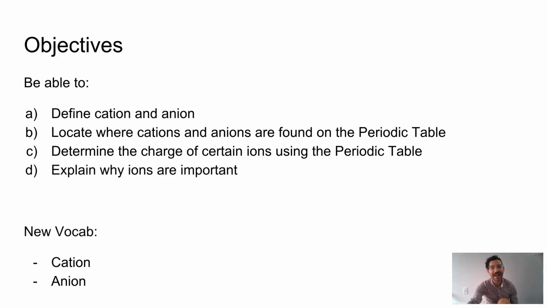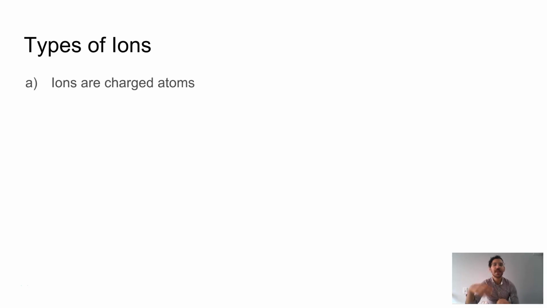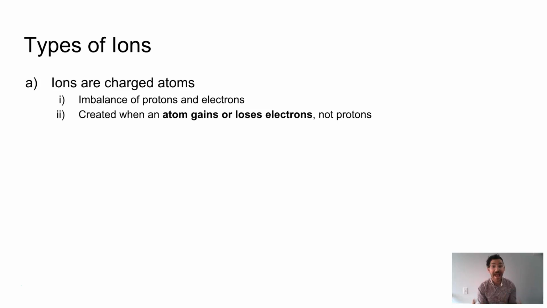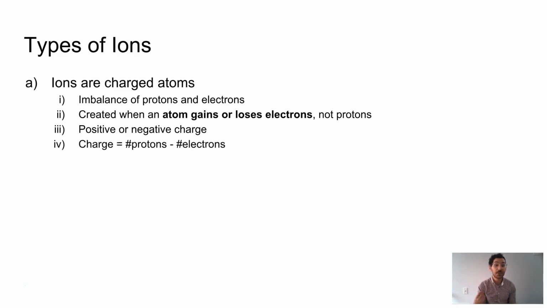So some new vocab will be cation and anion. And let's get rolling. So, types of ions. Ions, as we've discussed in other videos, are charged atoms. They have an imbalance of protons and electrons, not the same number. So this results when an atom gains or loses electrons, not protons. So the number of protons is pretty much always going to stay constant. Atoms can gain or lose electrons, but not their protons, in order to form ions. And so different ions are going to have either positive or negative charges. And our charge, if you recall, is equal to the number of protons minus the number of electrons.